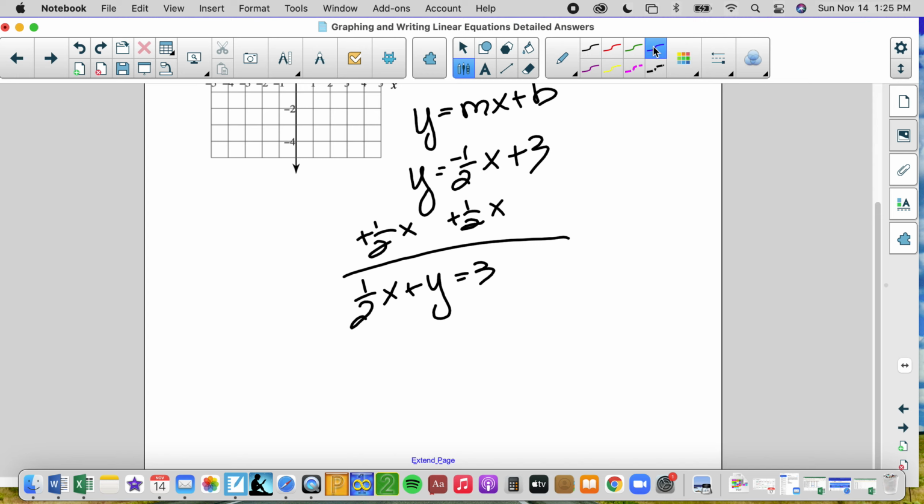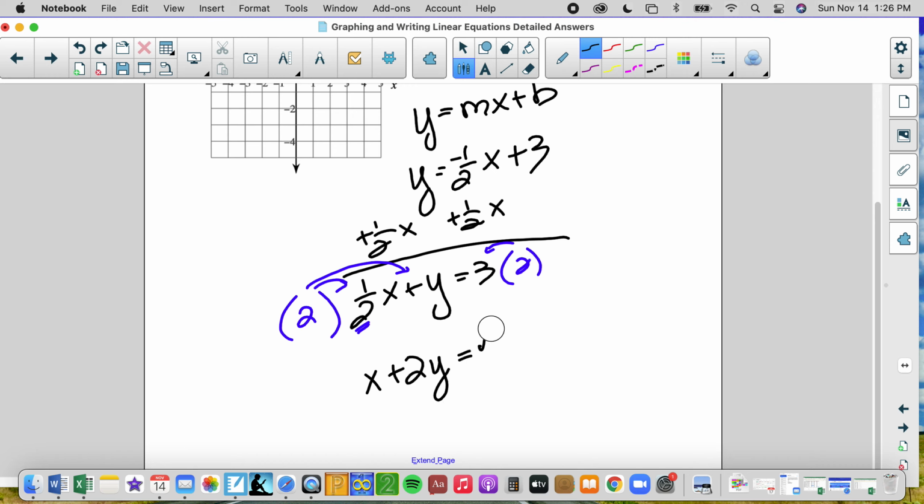Now I'm not done because my a is a fraction. I got to get rid of that 2 in the denominator. So I'm going to multiply by a 2. And then I'm going to distribute it to each of the 3 pieces. That's the one thing that I find students make a mistake, is they don't distribute it to the y. That's a 6. And that would be the equation.